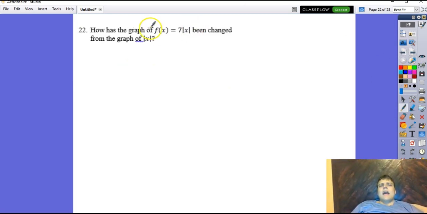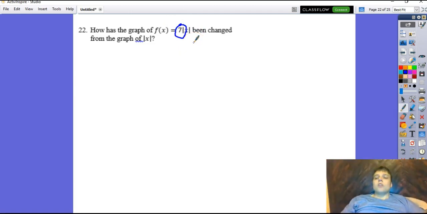Problem 22. How has the graph f of x is equal to 7 times the absolute value of x been changed from the graph of absolute value of x? This 7 is multiplying to it. It's bigger than 1. So it has a vertical stretch of 7.